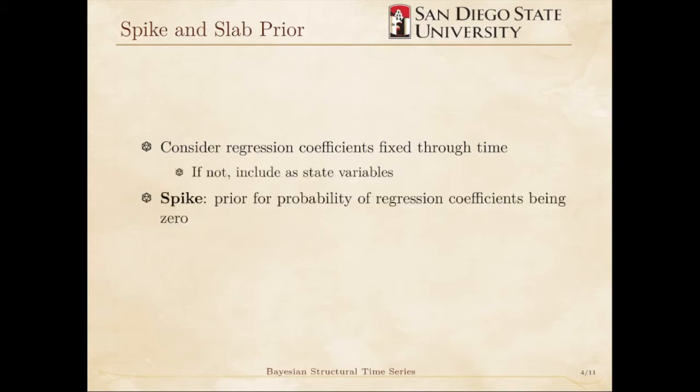The spike in spike and slab regression is a prior that specifies a positive probability for each regression component being equal to 0. The slab is the prior for each of the regression coefficients that are non-zero, and also the prior for the variance of the error term. This should become more clear as we discuss each of these in more detail.